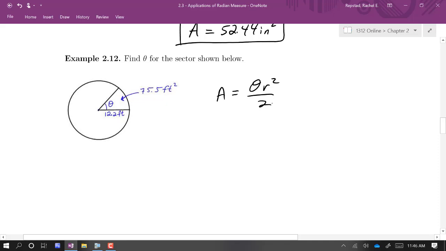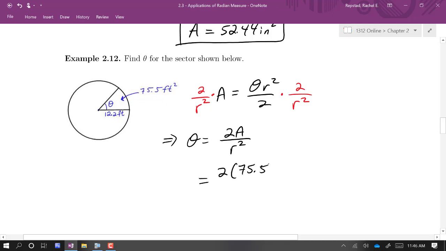So I think what I'll do is actually just some algebra first before I plug stuff in. I'm going to multiply both sides by 2 and divide both sides by r squared, and that will isolate the angle theta. So that gives us theta equals 2 times the area divided by r squared. And now for us, that is 2 times the area, which is 75.5 square feet, over the radius, which is 12.2 feet, the radius squared.